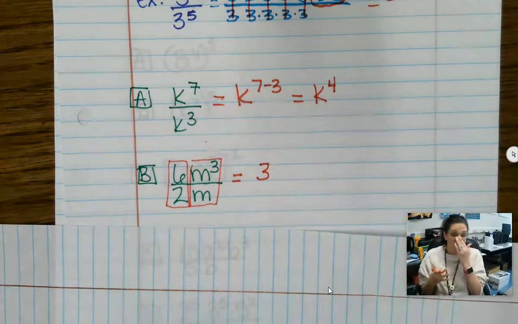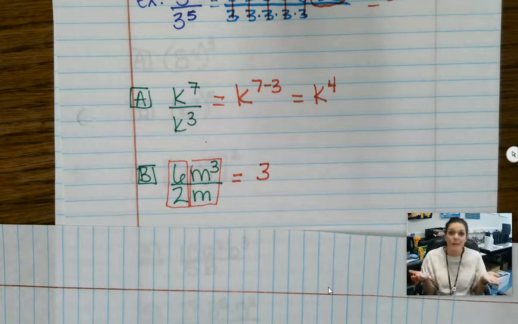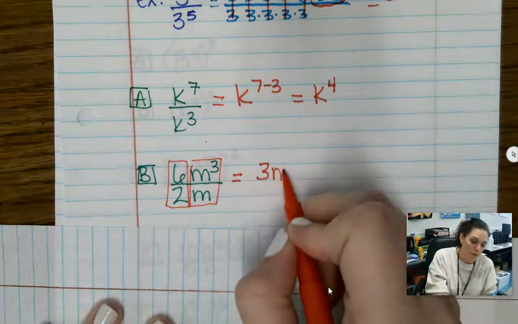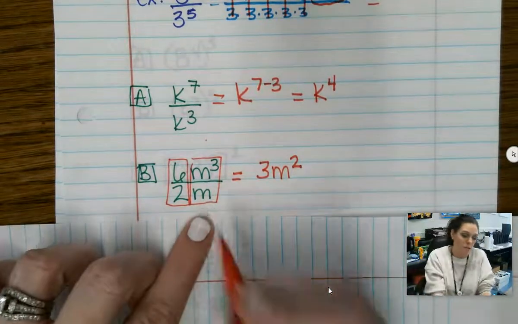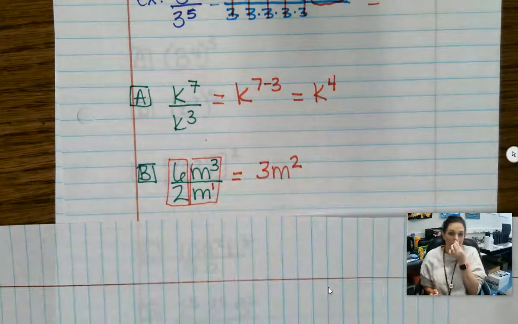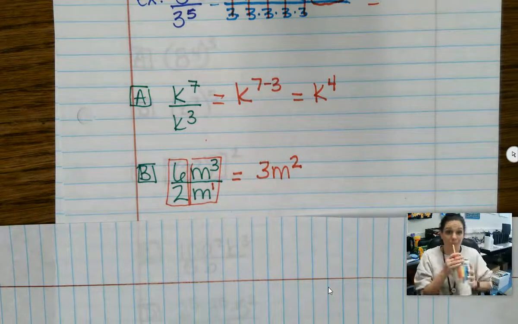Remember our rules. Who's going to win? Well, that top's going to win, and how many is he going to win by? He's going to win by 2. Or you could subtract 3 minus 1. So we need to remember that m does represent 1.